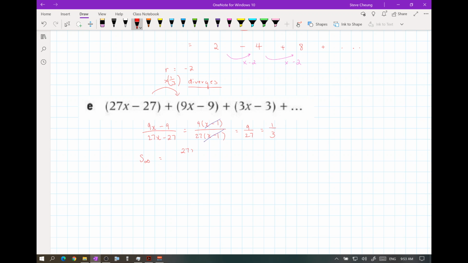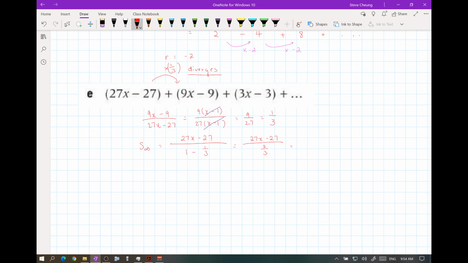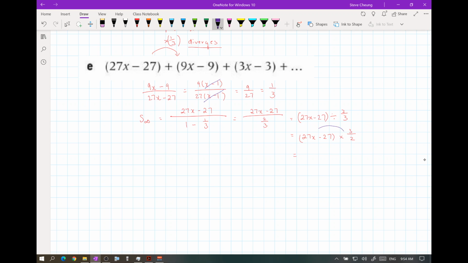So let's write down the first term, which is actually an expression with 2 terms, over 1 minus r. So this is dividing by 2/3. Now here, there isn't a quick and easy way, so let's just do division: keep, change, flip. And then let's expand that out. So if I take 3/2 and expand to this here, these will both be 81 over 2, 81 over 2.